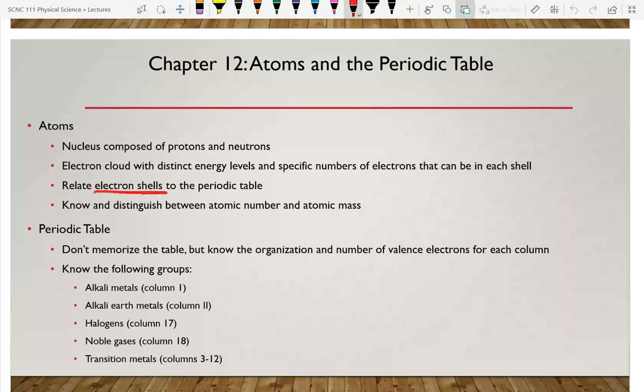Know about those electron shells, right? The first period is filling shell 1. The second period is filling shell 2. Third period, shell 3, and so on.